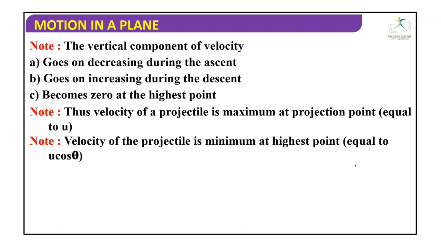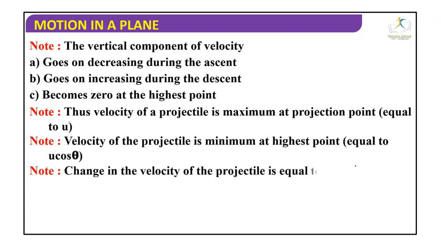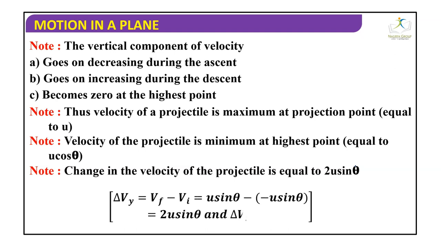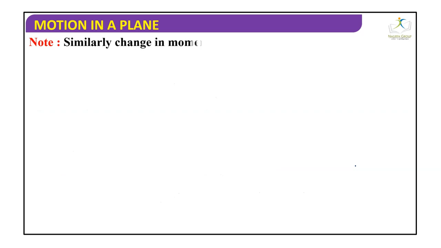Again, velocity of the projectile is maximum at the projection point, equal to u, and minimum at the highest point. Change in velocity of the projectile is equal to 2u sine theta. So finally, we can say change in Vy is equal to Vf minus Vi, that is u sine theta minus (minus u sine theta), so we have 2u sine theta, and change in Vx is equal to 0.